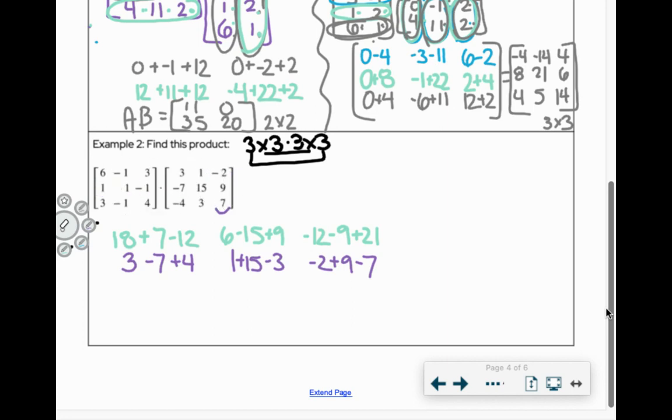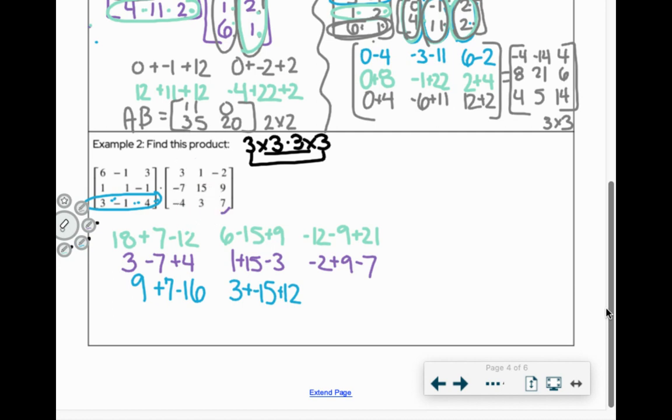Third row, here we go. Third row, first column. 3 times 3, 9. Negative 1 times negative 7, positive 7. 4 times negative 4, negative 16. Then third row still, but now second column. Again, I suggest going row by row. 3 times 1, 3. Plus negative 1 times 15, negative 15. 4 times 3, 12.